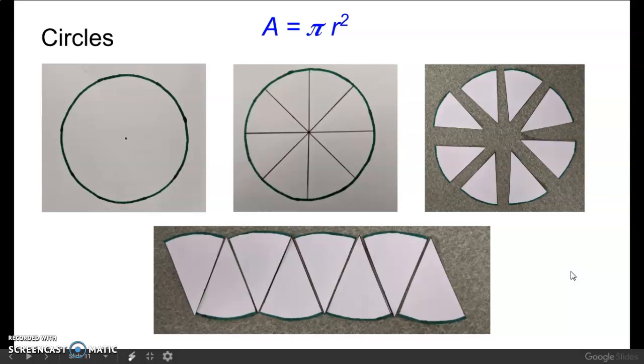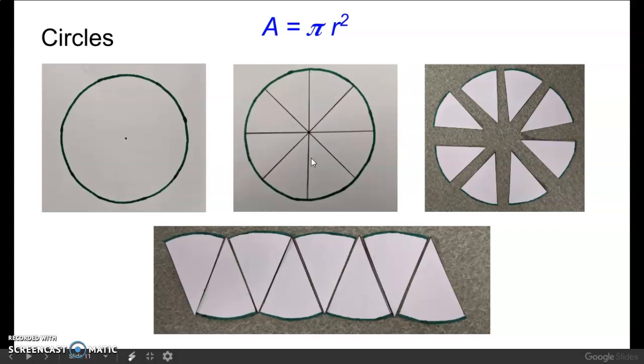Okay, the last example is circles, and we've already gone over the area formula for a circle. It's pi times the radius squared, but I want to talk to you about where that came from. So just like I did with trapezoids, I drew a circle, right? And then I manipulated the pieces a little bit to make something else. So here's what I did.